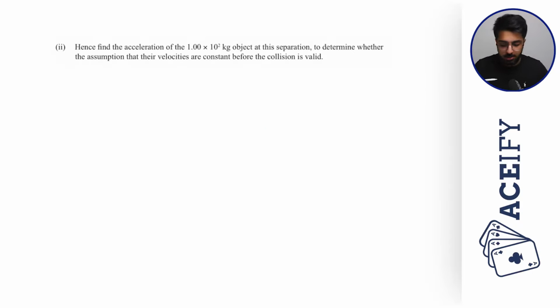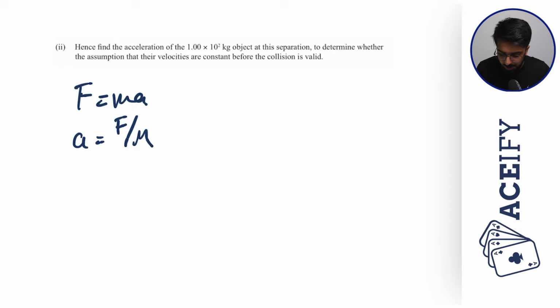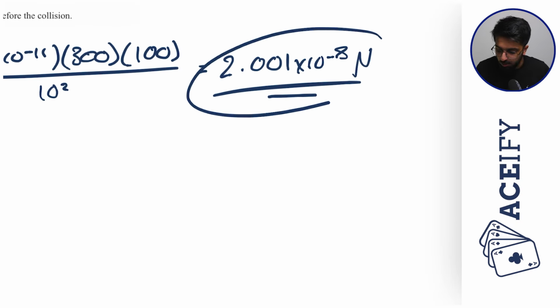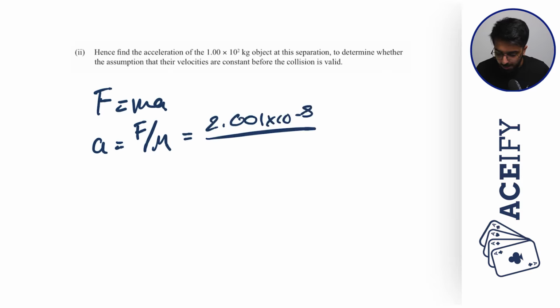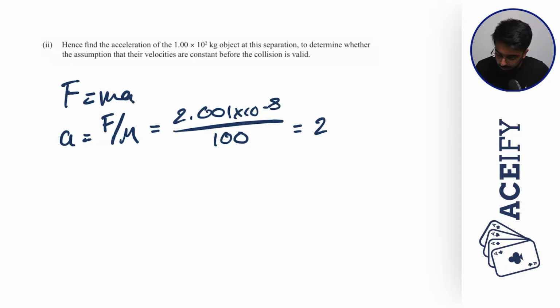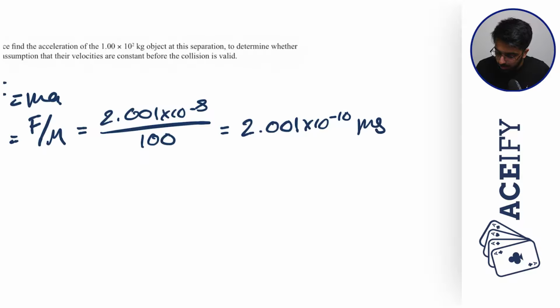And so this is a continuation of the previous question. Find the acceleration of the 100 kg object at the separation to determine whether the assumption that the velocities are constant before this collision is valid, okay? So as we know, our F is equal to ma, and therefore our acceleration is the force all over the mass. We found the force as 2.001 times 10 to the negative 8 newtons, and so we can plug that in, all over our mass, which we know is 100 kg, because that's the one we're trying to find. And this gives 2.001 times 10 to the negative 10 meters per second squared.